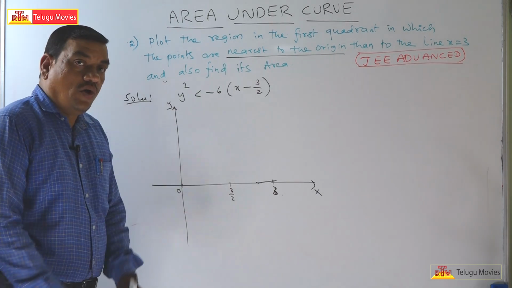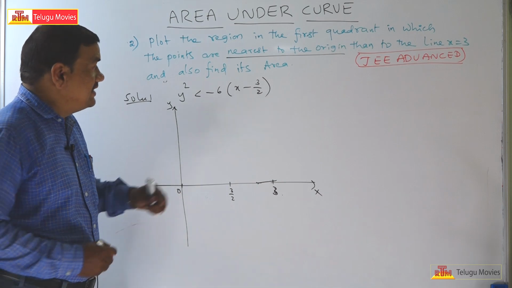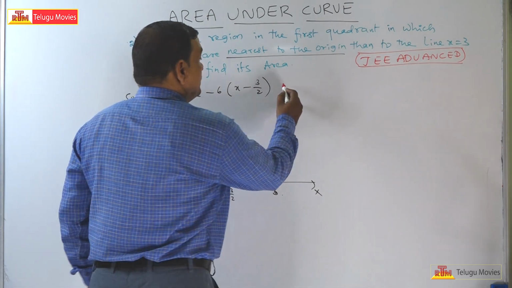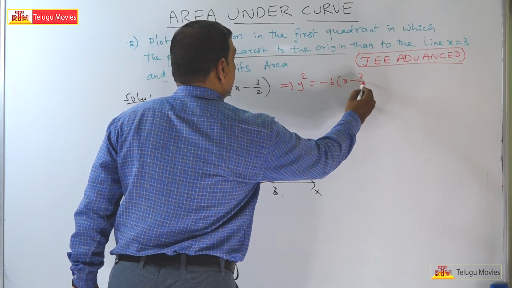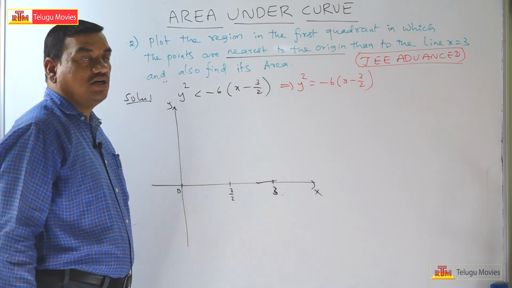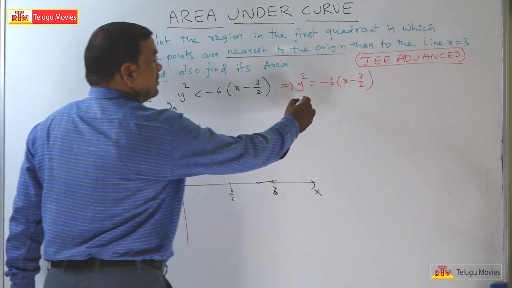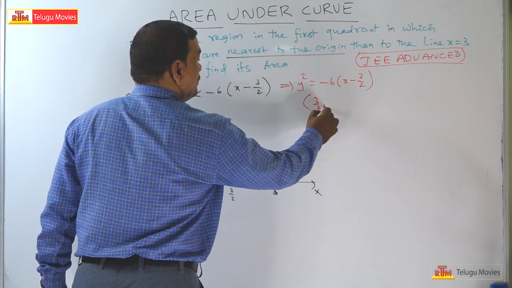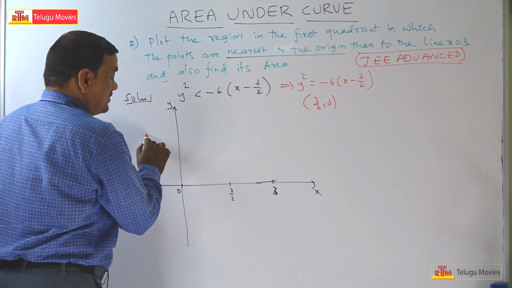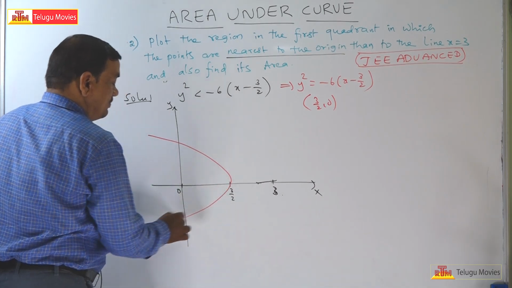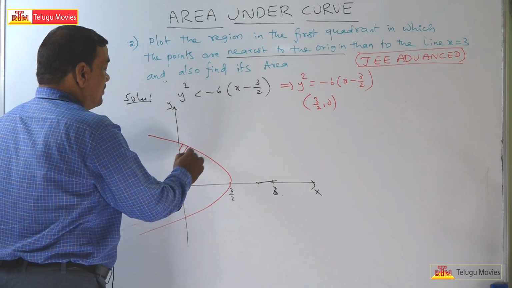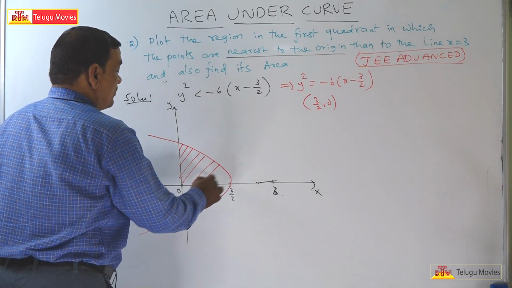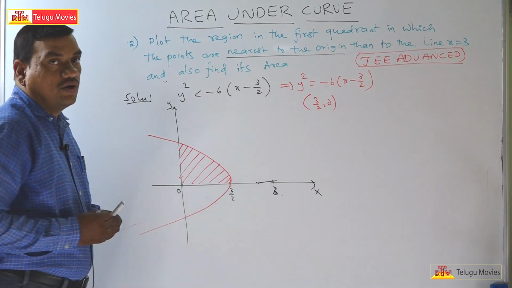Welcome back. So this is the region: y square is equal to minus 6 into x minus 3 by 2. Understand this? Here the vertex is 3 by 2 comma 0, so this will be the region. Now, he is saying first quadrant, so first quadrant means this is the area. This area you have to find out.